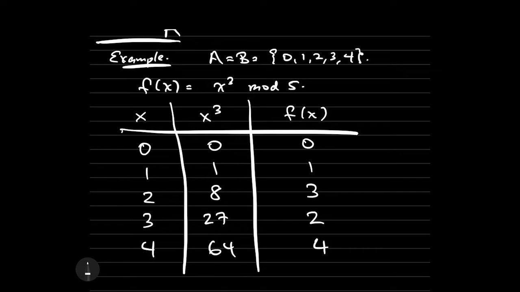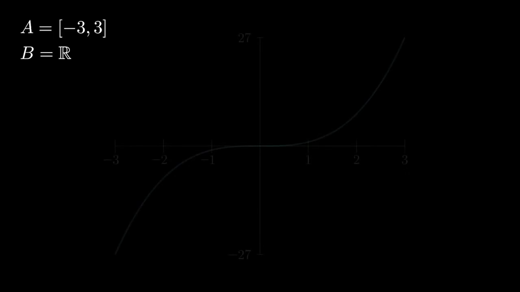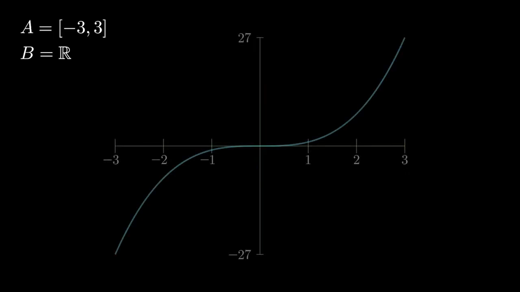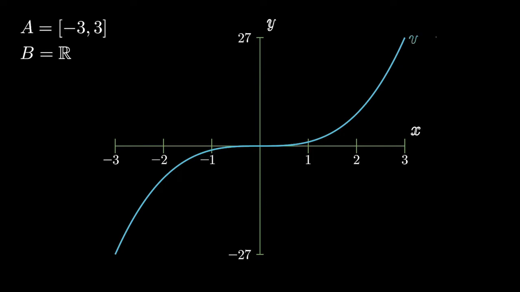This is also called a permutation. Here's another example. Let A be the closed interval -3 to 3, and let B be the set of real numbers. Now consider the function f(x) = x³, which we have drawn here. Note that not every point in B gets hit, because the graph has a finite range. However, notice that we could shrink B, and as long as it contains the interval -27 to 27, this gives us a valid function.